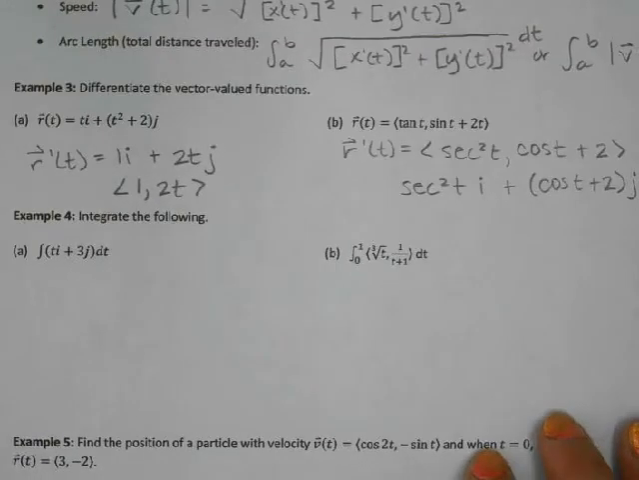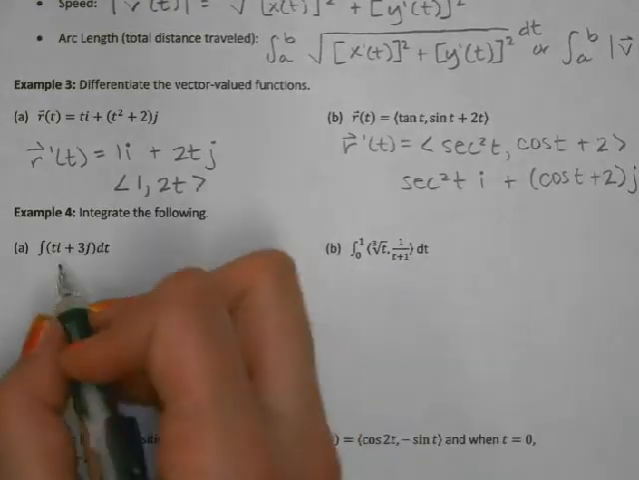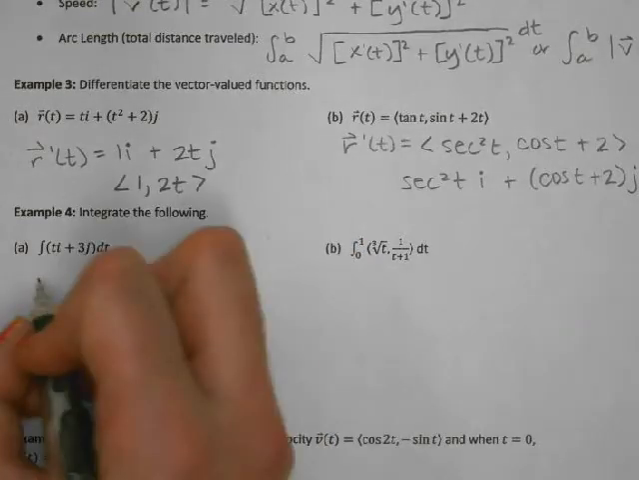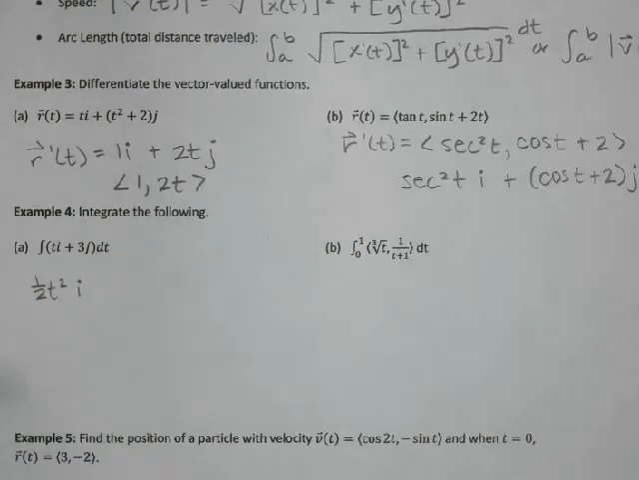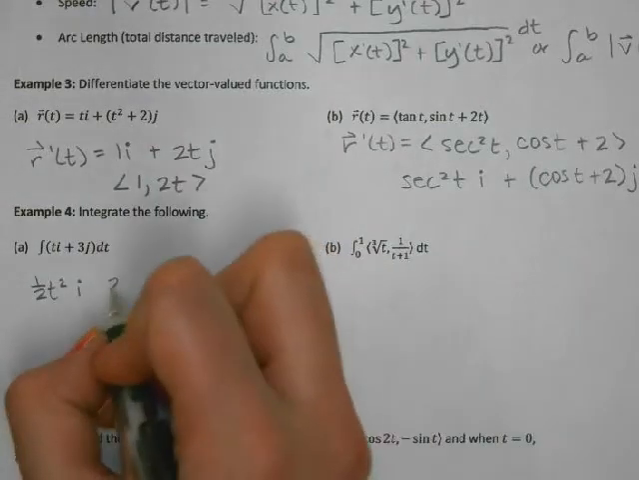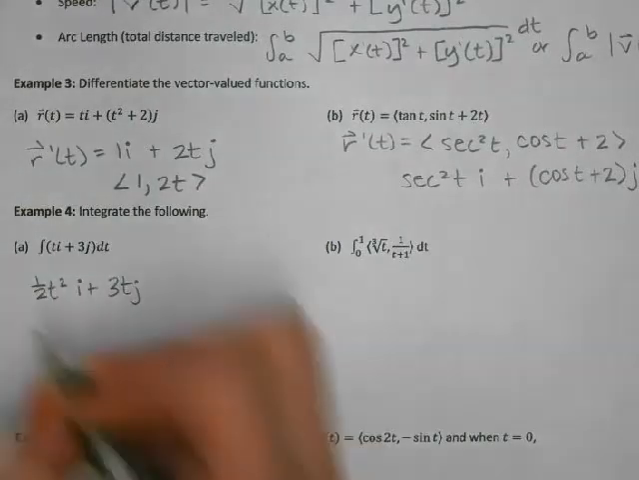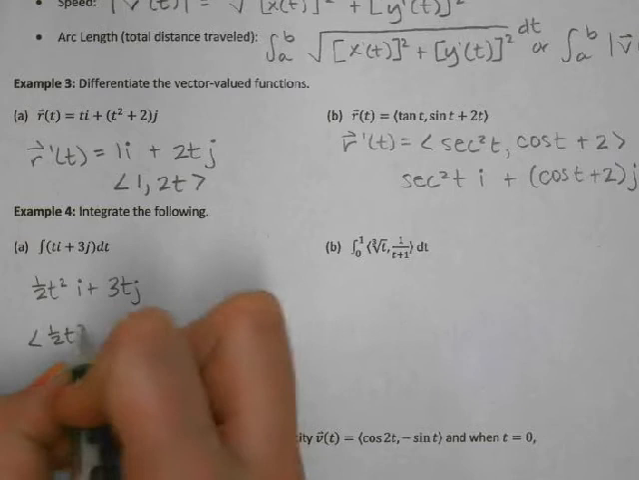All right, next we're going to go ahead and integrate a couple of these vector valued functions. So here we have the i and the j form, the linear combination, and so I'm just going to integrate them separately. So the integral of t is 1/2 t squared i. The integral of 3 is going to be 3t. Or you could say 1/2 t squared, 3t.